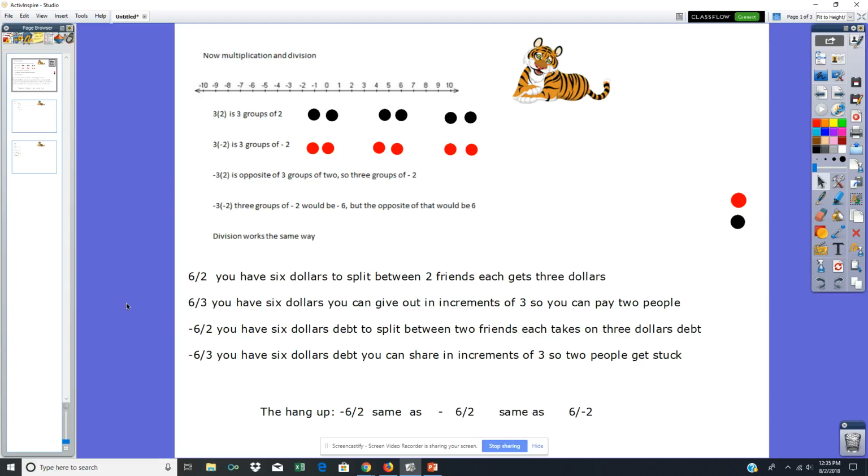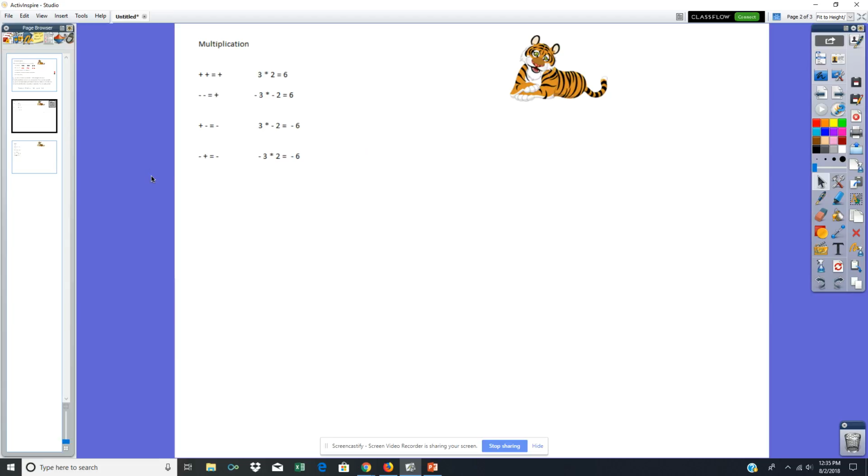Okay. Now, there are rules that were taught in the past for multiplication and division. 2 positives or 2 negatives equal a positive, and 1 of each is a negative. So here 3 times 2, or negative 3 times negative 2, is a positive 6. But if we have 1 of each sign, a positive and a negative, 3 times negative 2 is negative 6, negative 3 times 2 is negative 6. Doesn't matter which number comes first, it doesn't matter which number is larger.